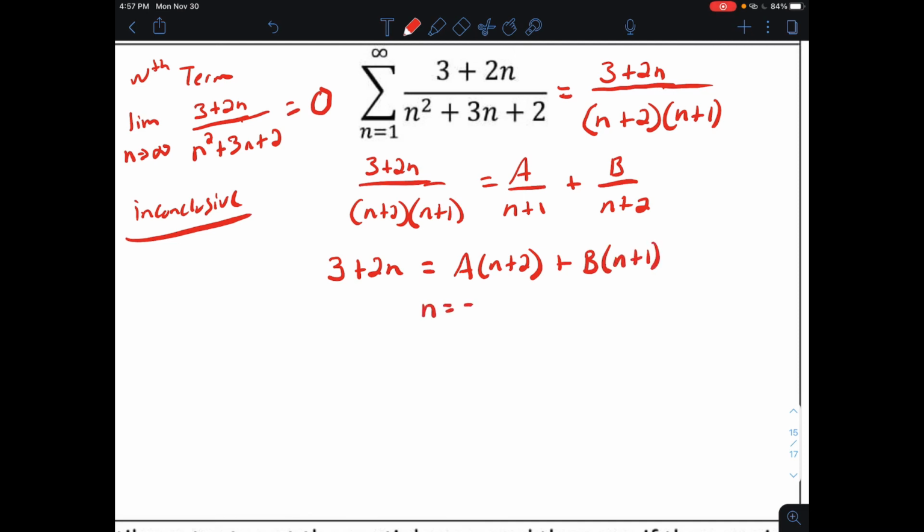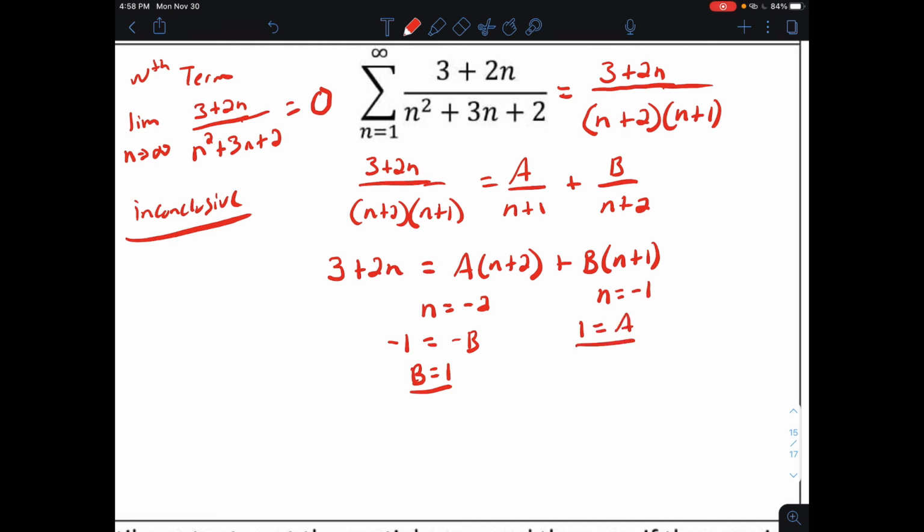So I'm going to let n equal -2. And I'm going to start solving. So if I let n equal -2, I'm going to get 3 minus 4. So I get -1 is equal to negative B. And so I get B is equal to 1. All right, so B is 1. And we're going to solve for A, so we're going to eliminate the constant B by letting n be -1. So if n is -1, I put in for all the n's, 3 minus 2 gives me 1 is equal to A. So A is 1.